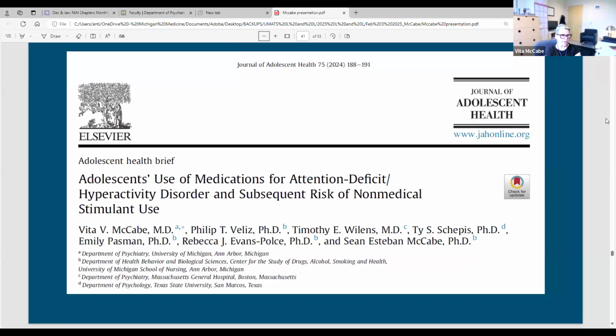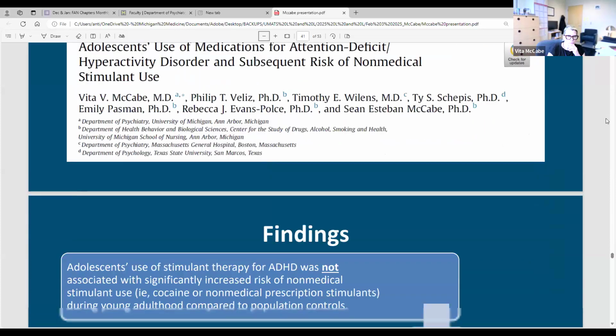Next slide. In this study, we looked at multi-cohort panels of about 12,000 US 12th grade students, with self-administered questionnaires at baseline, and followed them prospectively over 6 years into young adulthood. The main interest was adolescents' use of non-stimulant and stimulant medications for ADHD and later risk of non-medical stimulant use. We included cocaine and prescription stimulants in this study.